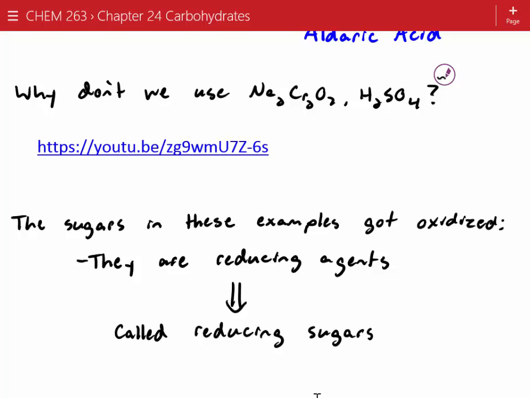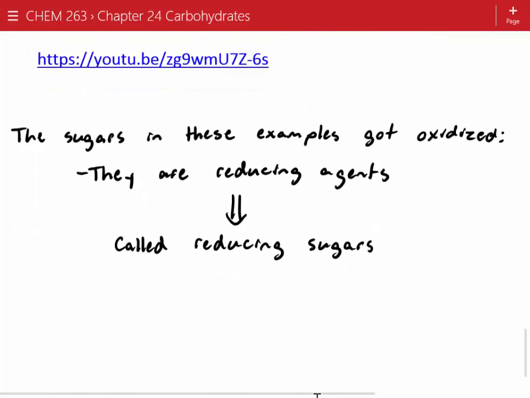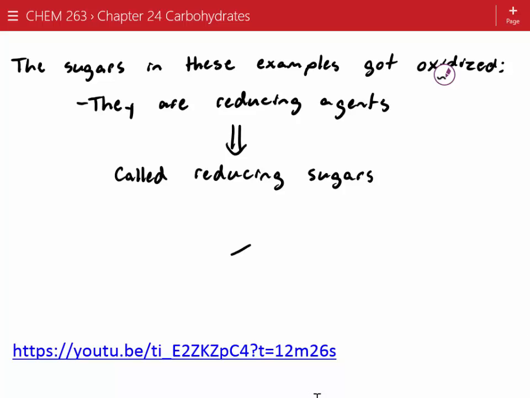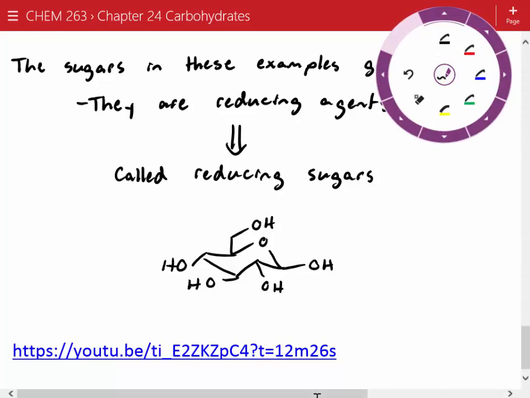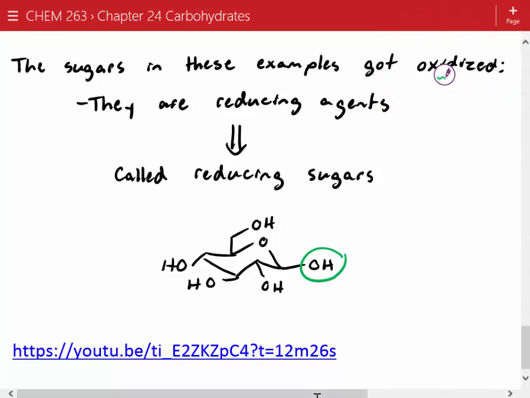The key for identifying a reducing sugar is to look at that anomeric carbon and identify the substituent coming off of it. And reducing sugars have an alcohol coming off of that anomeric carbon.